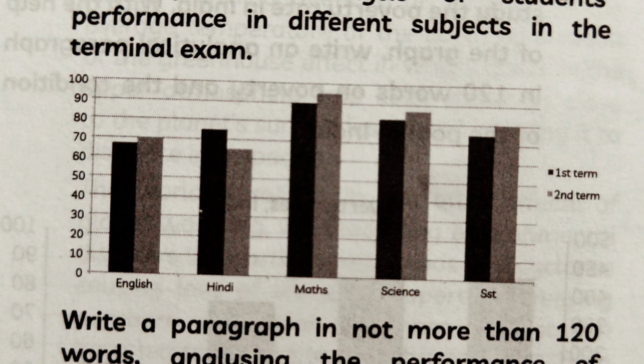Which year? The year is not given here. If the year is given, you have to mention it, 2022 or 2021 or 2019, whatever is given. It is not given here, no matter. But remember, wherever time is given, you have to mention it in the end.